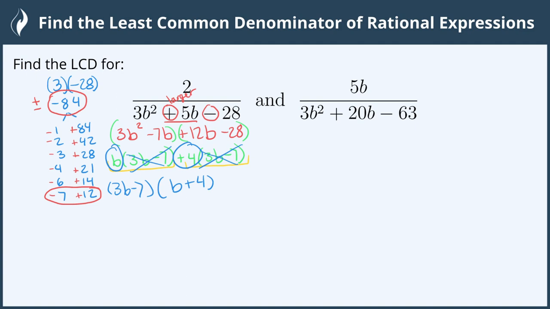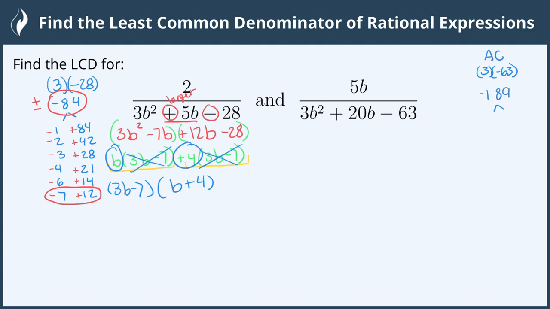We look at all three terms, and there's not a greatest common factor that we can take out of all three of those, so we'll go ahead and factor using the AC method. The a is 3, and the c is negative 63. Multiplying those together, we get negative 189.